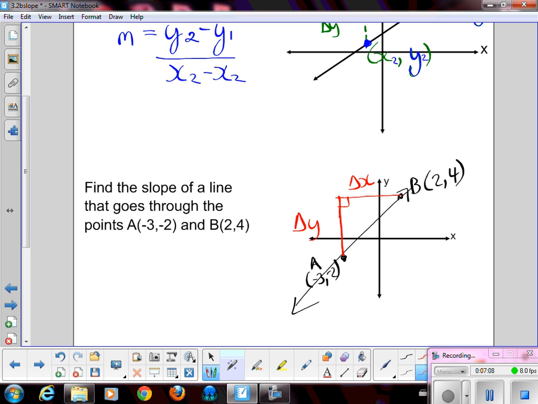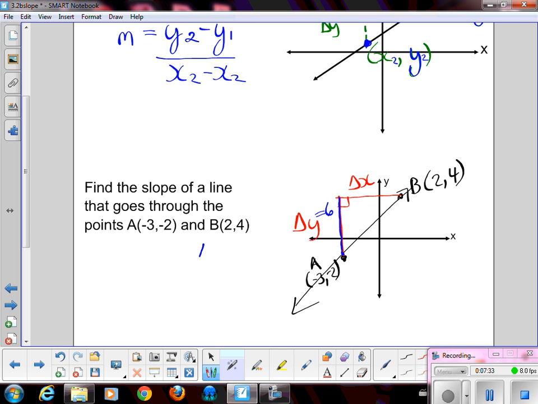So if I look here, if I had to count the squares, I know that for my delta y, I would have to go up 2 and then another 4. So I know it should be 6. So how do I get 6? By using that formula for delta y. Well, let's take a look.